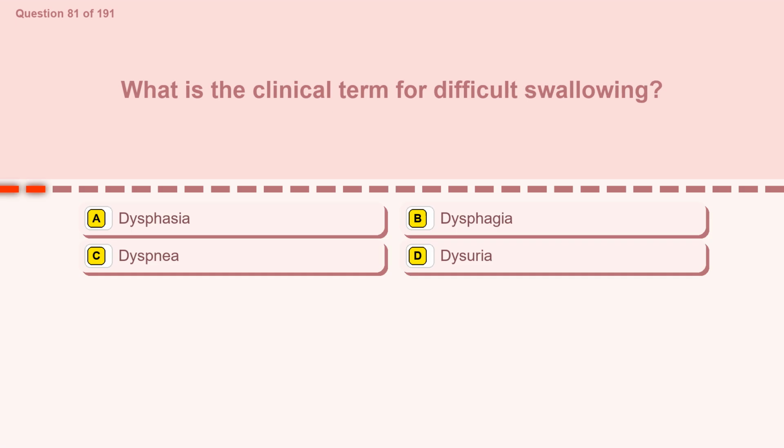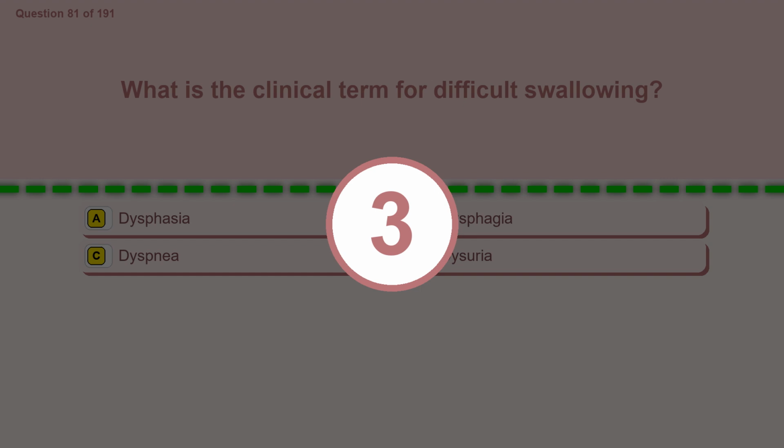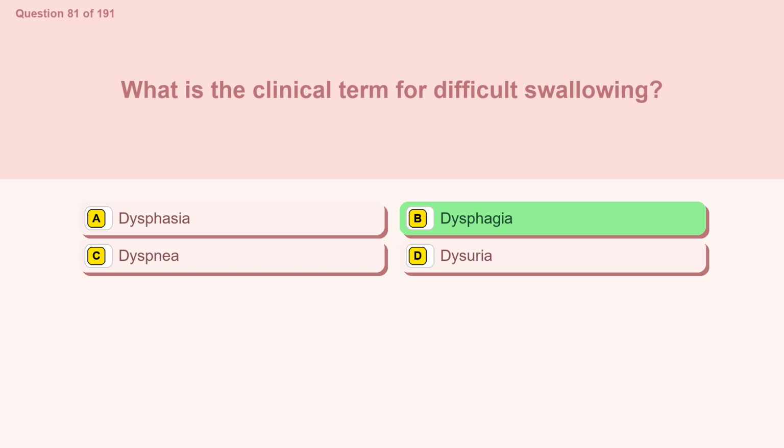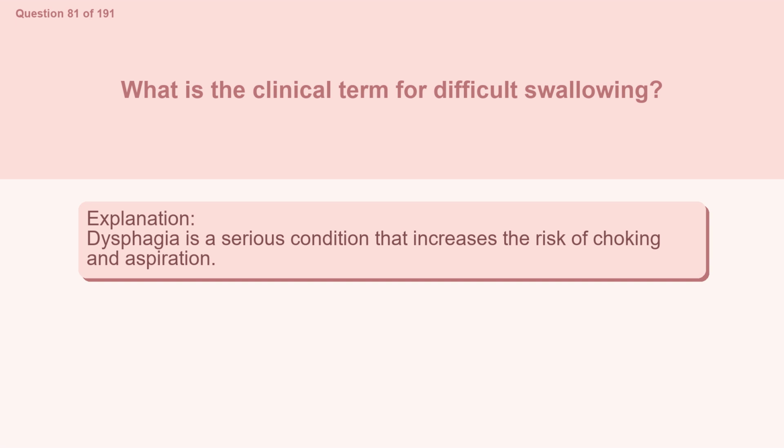Question 81. What is the clinical term for difficult swallowing? Option A, dysphagia. Option B, dysphagia. Option C, dyspnea. Option D, dysuria. The correct answer is option B, dysphagia. Dysphagia is a serious condition that increases the risk of choking and aspiration.